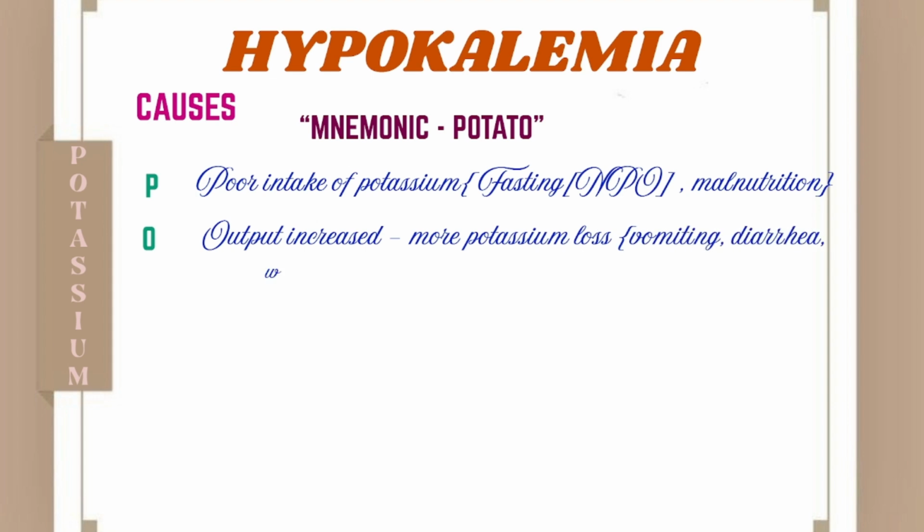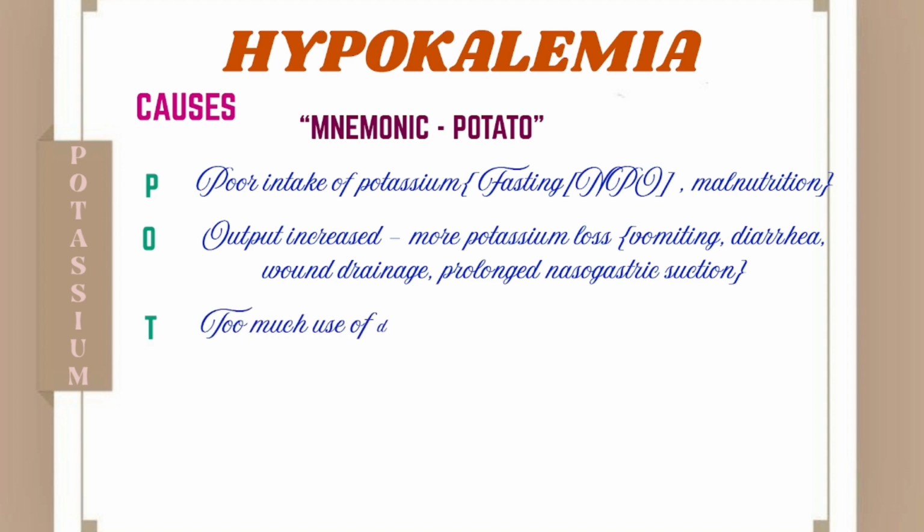O stands for output increased, more potassium loss due to vomiting, diarrhea, wound drainage, or prolonged nasogastric suction. If there is increased output, meaning increased loss of potassium, then also there is less potassium in the body and the condition of hypokalemia. And due to which reasons is potassium lost from the body? Due to vomiting, diarrhea, wound drainage, or prolonged nasogastric suction.